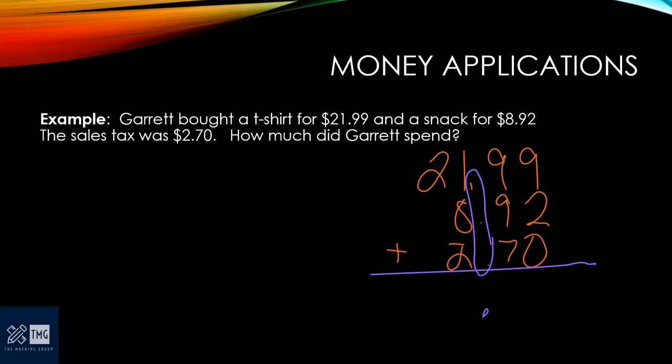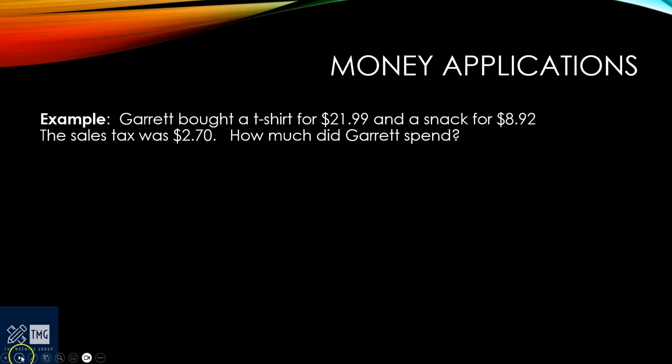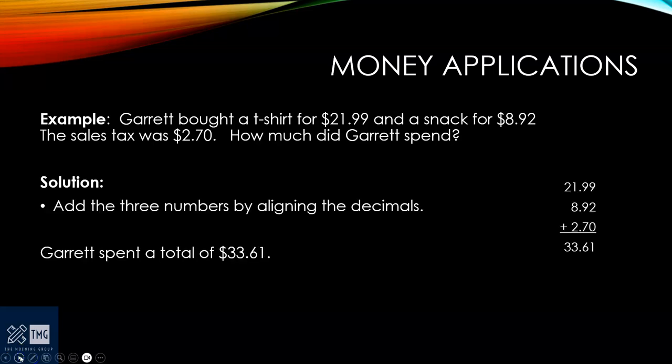So if I go through and add, 9 plus 2 plus 0 is 11, carry my 1. 1 plus 9 plus 9 plus 7 is 26, carry my 2. 2 plus 1 plus 8 plus 2 is 13, carry my 1. And I end up with $33.61. Part of an application problem is knowing what you need to do, and the second part is actually doing it. So again, we added the three numbers together by aligning the decimal, and Garrett spent a total of $33.61.